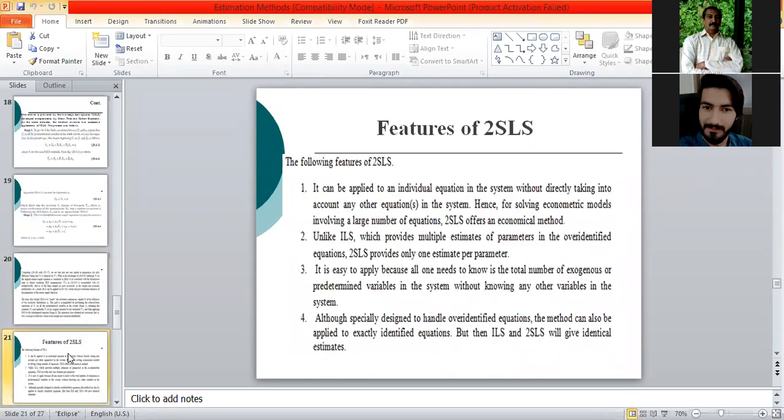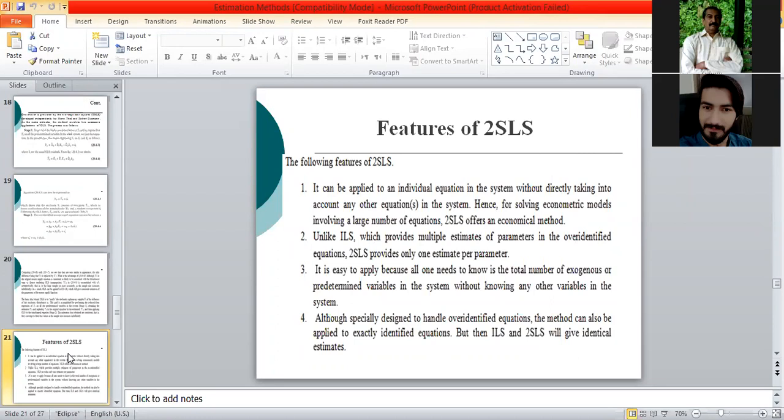So what are the features of 2SLS? It can be applied to an individual equation in a system of equations. It can be used to estimate the individual equations without directly taking into account any other equation in the system. Hence, for solving economic models involving a large number of equations, 2SLS offers an economical method.